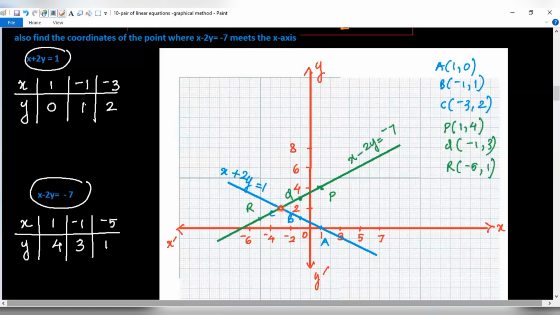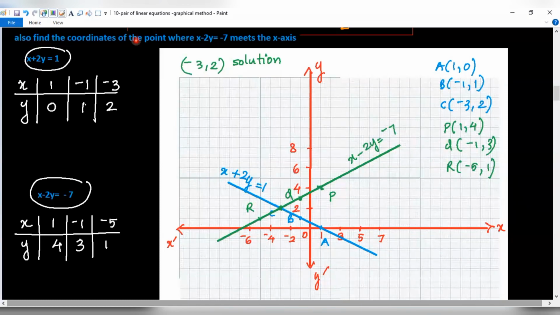Okay, -3, 2 is the solution. The question was graphically we have to solve. This is the solution. Solution means the point at which the two lines intersect. Okay, -3, 2. Now, one more part was there, no, for the question.